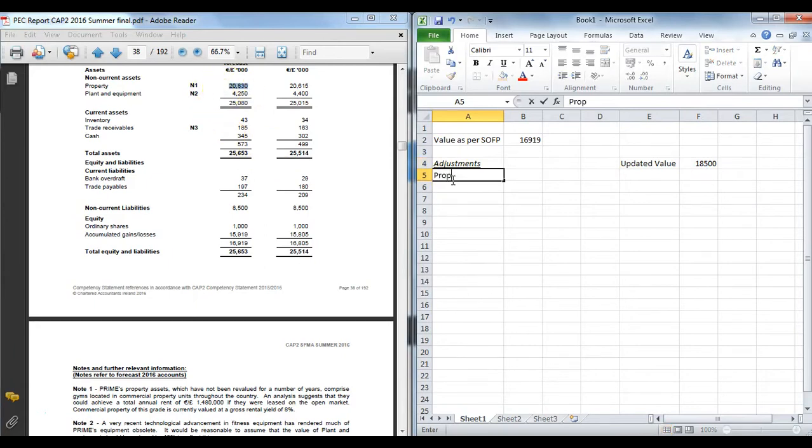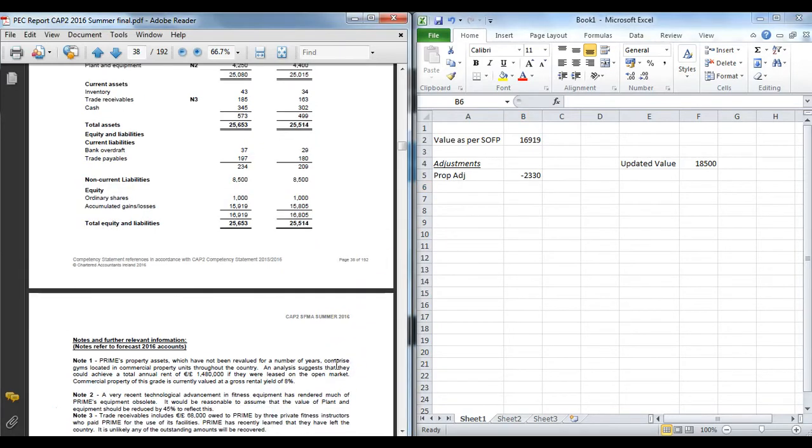So we'll call it here prop adjustment, and it's to the tune of 2.3 million. So you're going to adjust the book value, or the net asset value of the property, down by 2.3 million. As I said, if you want to look at a similar adjustment there, look at summer 15 at the valuation question there as well, which I think did come up in the case study.